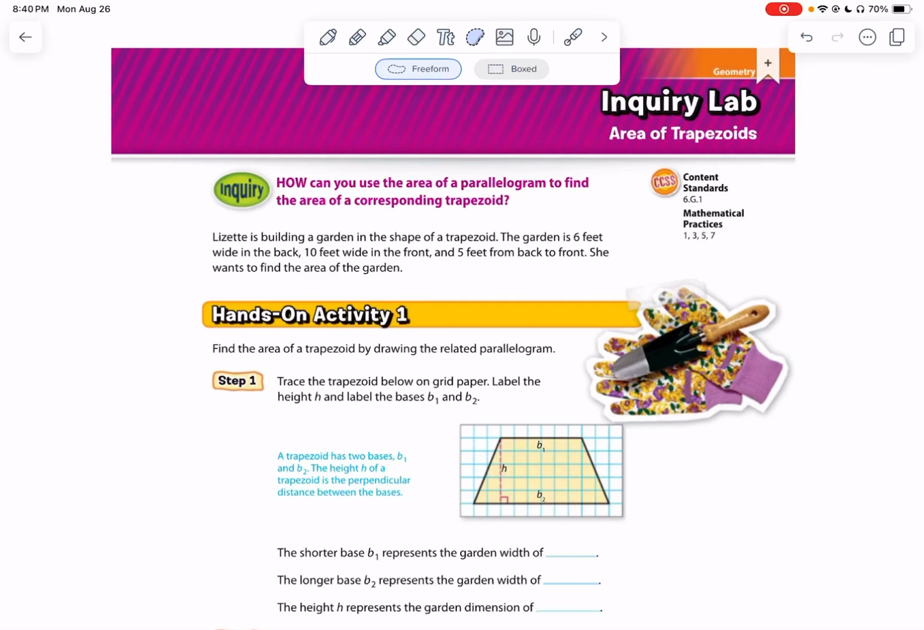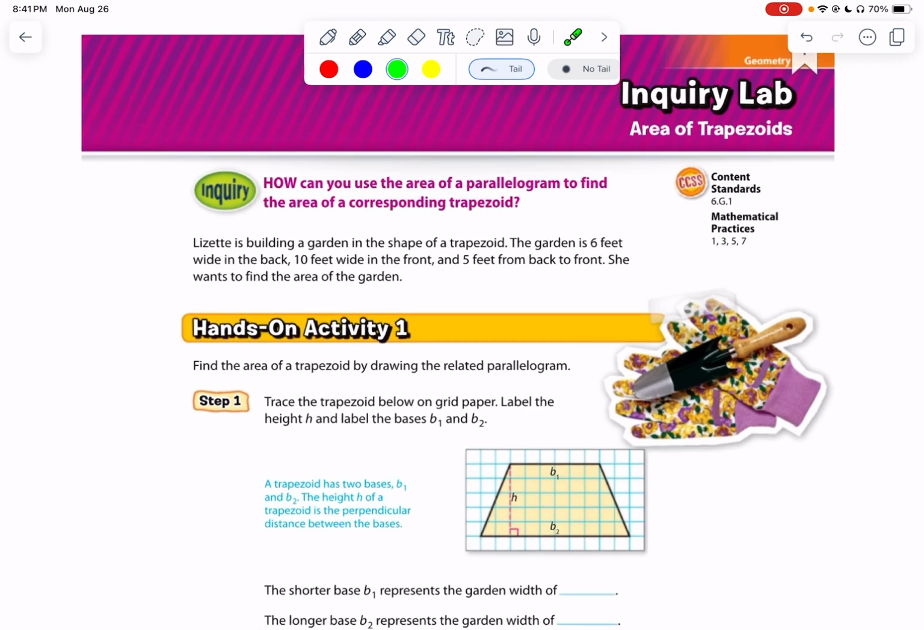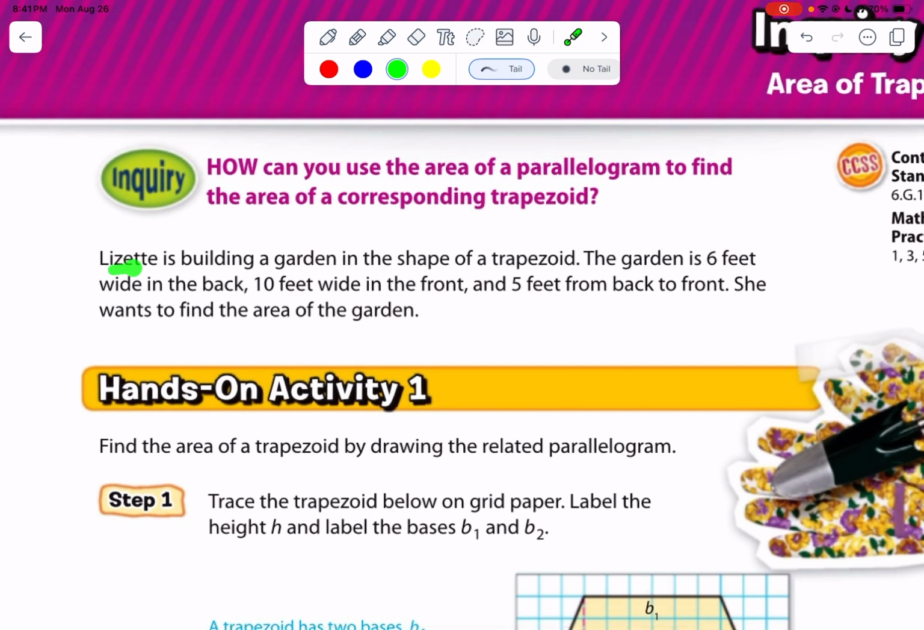Hey, sixth graders. Today we are going to think about trapezoids. So the unique thing about a trapezoid is that its top, or base one, here's base one, is shorter than its bottom, which we will refer to as base two. So we're going to think about that in terms of someone's garden. So read along with me here.